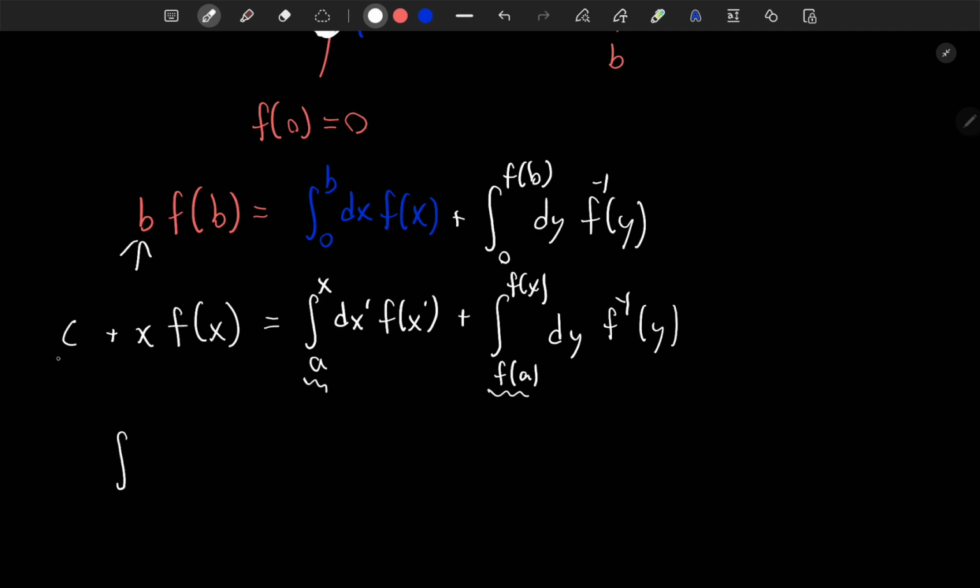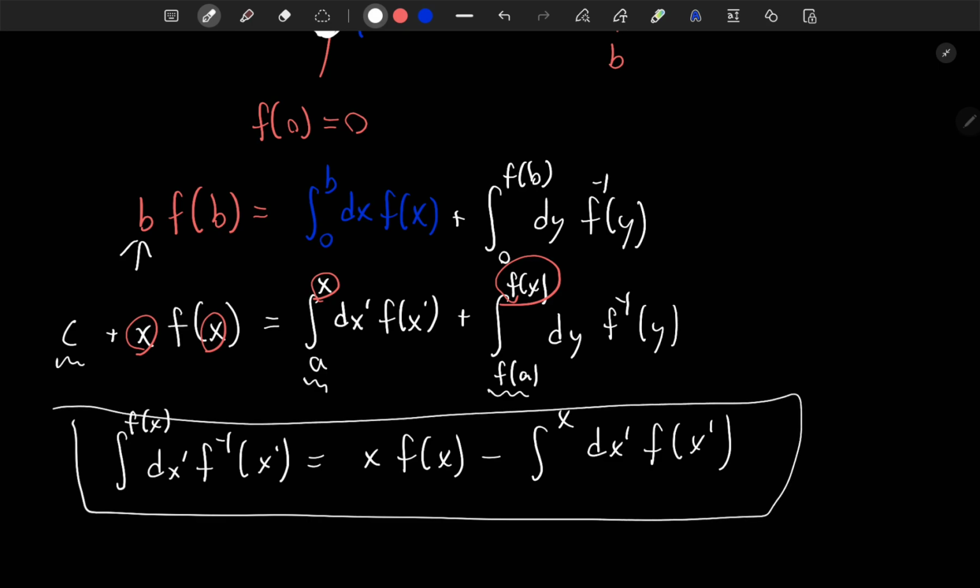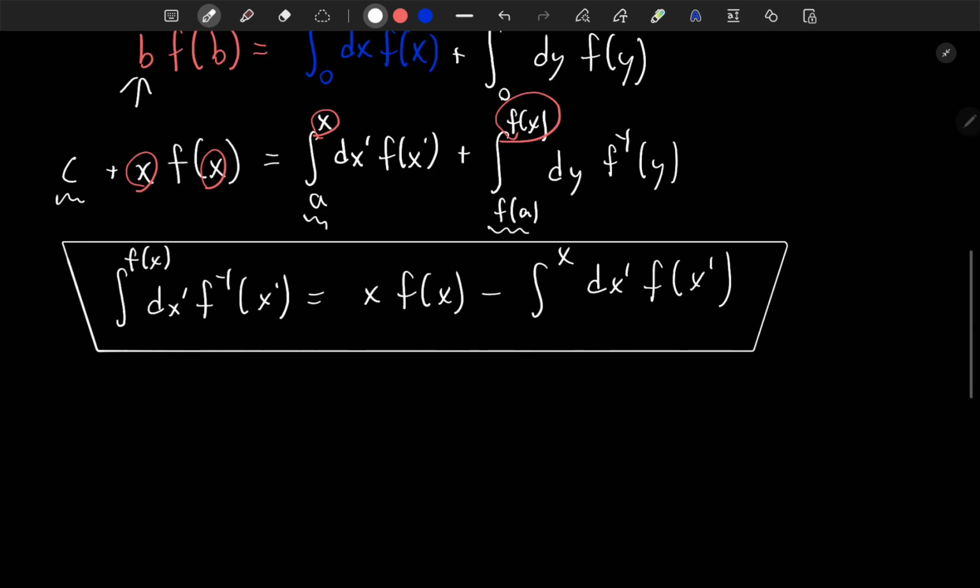Well, we've just derived the following identity. All of these are just constants that we can ignore, but you need to keep track of this dependence going on. That's a little note I should make. So we have this identity where I'll just keep the top index for the dependence. It equals x f of x minus the integral from a to x of dx prime f of x prime. That's a fun little identity. But we can do a little more.